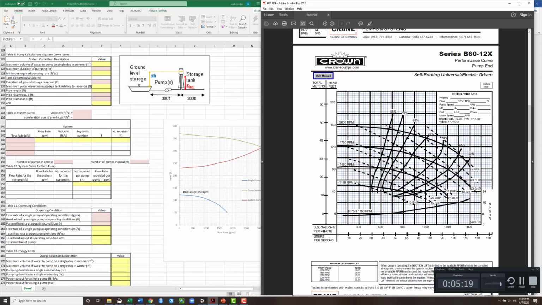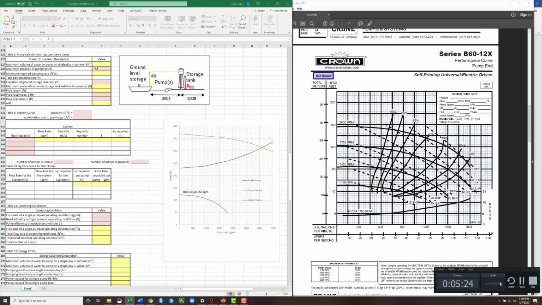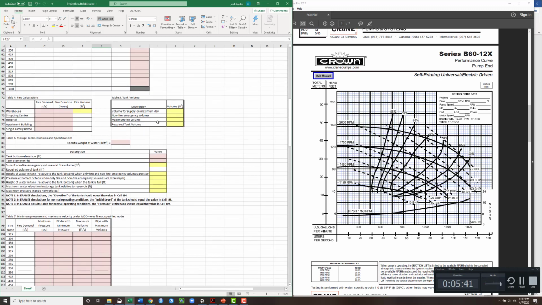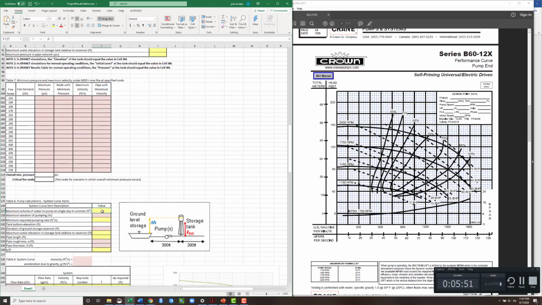So your job is to first figure out how much flow we need, or what's the volume that we need to deliver to the storage tank, and that's going to be the maximum volume of water to pump in a single day, plus that emergency volume. So that's going to be the non-fire emergency volume, that 25%, plus the volume for maximum supply or maximum day. So that's the volume this pump needs to be able to pump up.